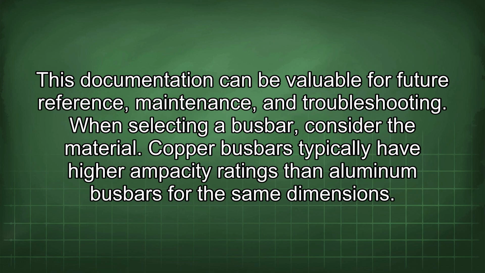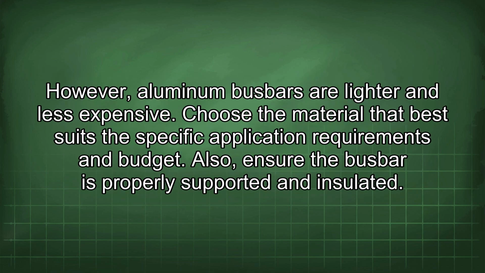When selecting a busbar, consider the material. Copper busbars typically have higher ampacity ratings than aluminum busbars for the same dimensions. However, aluminum busbars are lighter and less expensive. Choose a material that best suits the specific application requirements and budget.